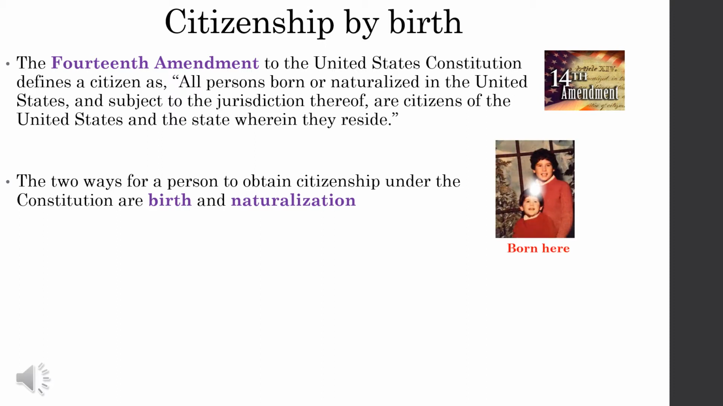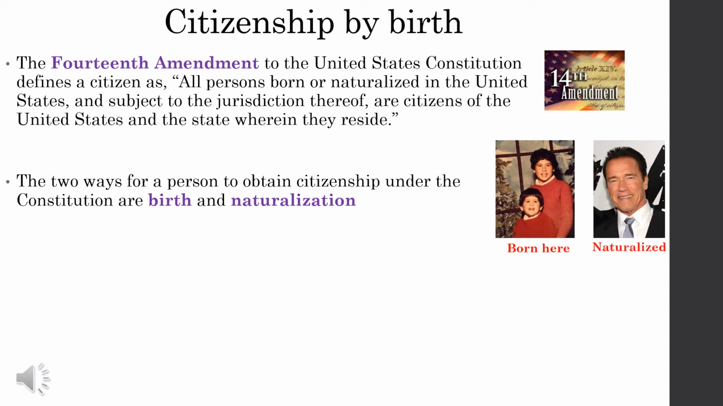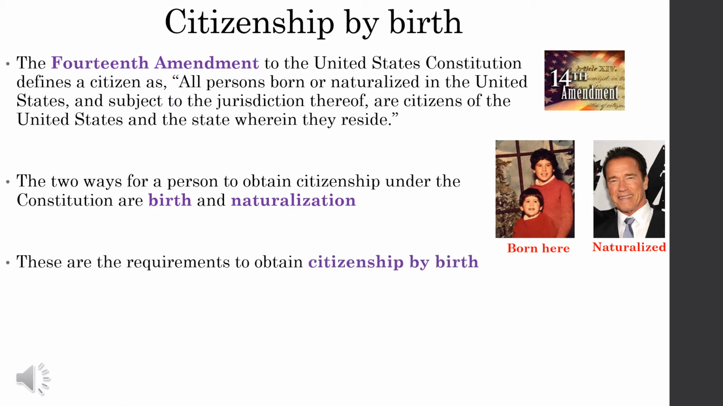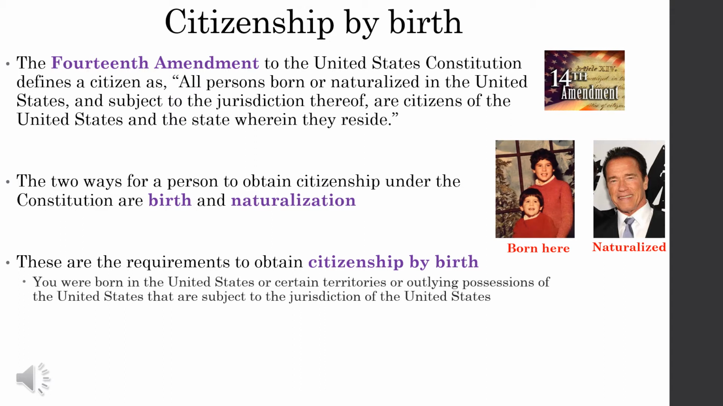My brother and I were born here. Arnold was born somewhere else and he naturalized. We are all citizens of the United States. These are the requirements to obtain citizenship by birth. You were born in the United States or certain territories or outlying possessions of the United States that are subject to the jurisdiction of the United States. Or in other words, you were born in the USA. You were born somewhere that is considered United States territory.